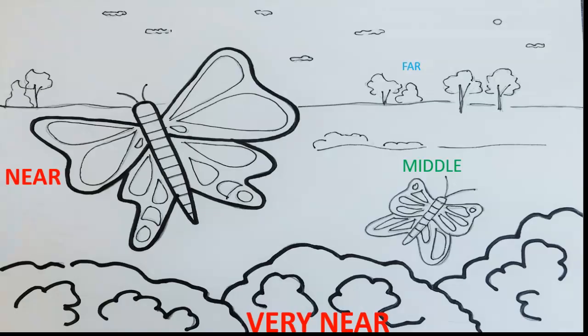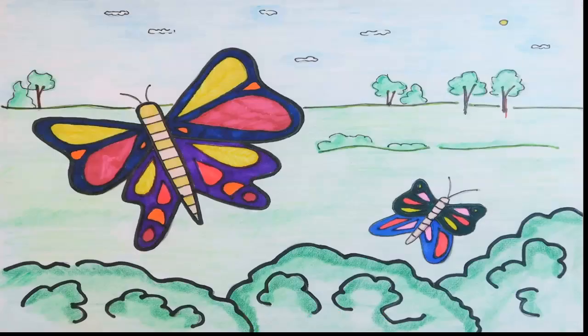Then I put in some bushes in the front. Those are very near. They're so near you can't even see the whole thing. And they're right at the bottom of the page. And then I have the near butterfly and the middle butterfly and the trees very far away and the clouds way in the back. And let's see what it looks like colored in. Oh, that's nice. What else could you put in this picture, and would you make that near or far?